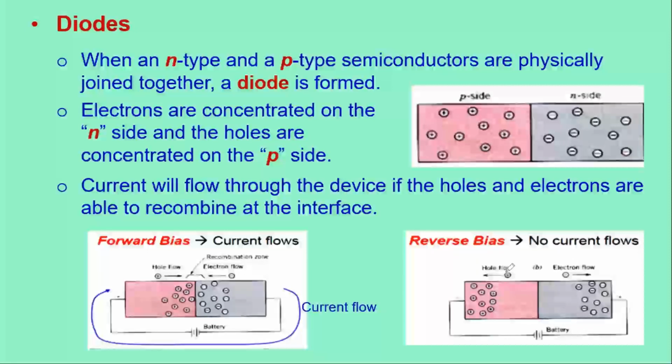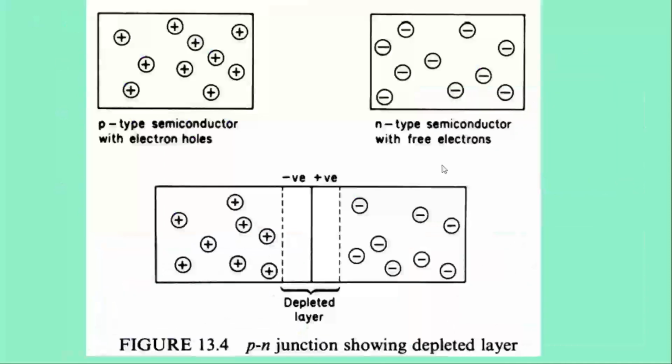Now the converse happens when we connect in reverse bias. When we do the opposite, instead of the recombining happening, there will now be depletion. This layer will keep growing such that there will be a greater separation, and it becomes a depleted zone.